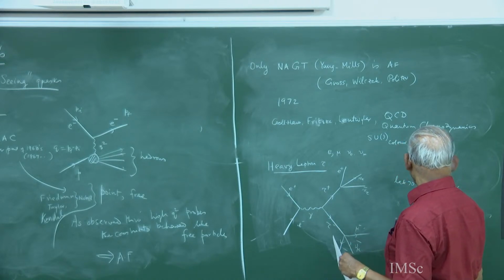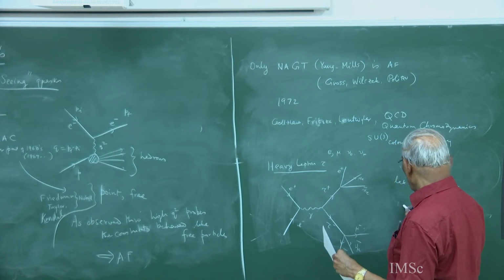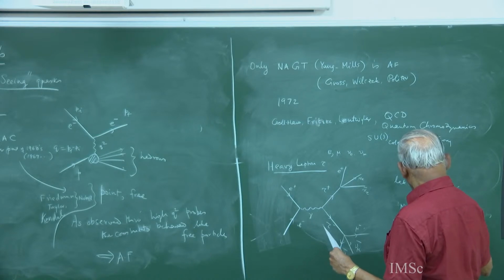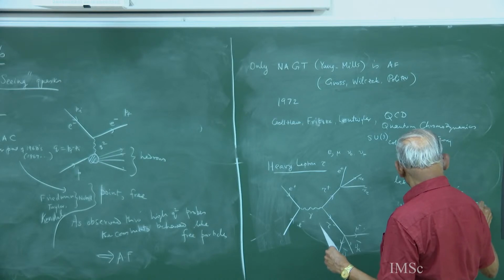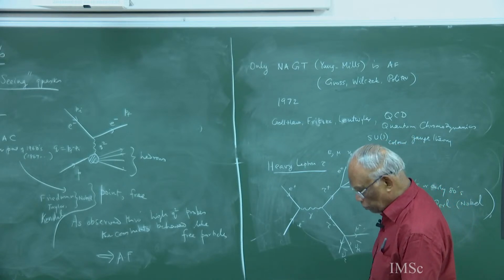seen, and they were seen in this experiment by Martin Perl, and he got the Nobel Prize for this again. Okay, that is the story of the tau lepton discovery.